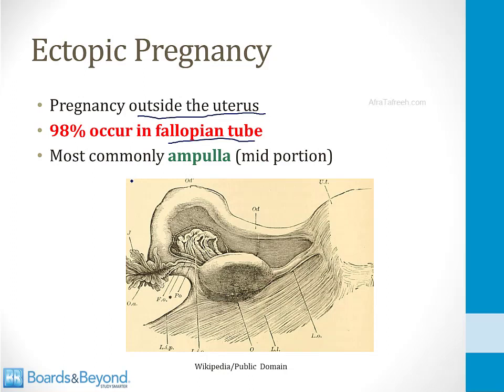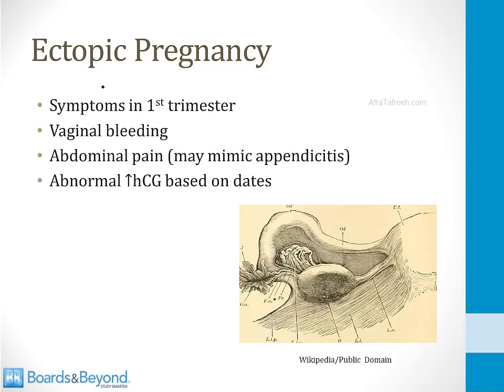Most commonly, these pregnancies occur in the ampulla, which is the mid portion of the fallopian tube. The ampulla is this fat portion here before this skinnier portion, which is called the isthmus, and right here is where most of these ectopic pregnancies occur. There's not much room for the embryo to grow in the fallopian tube, so this usually leads to symptoms in the first trimester of pregnancy.